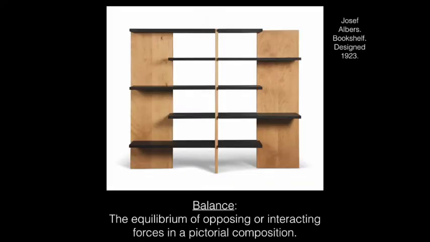All right, so this week we're going to talk about balance and value, discuss a couple key terms and elements of that. So first off, balance is the equilibrium of opposing or interacting forces in a pictorial composition. So this is a bookshelf made by Joseph Albers, and you can see that there's equal parts on both sides, which gives it a really great balance to the piece.